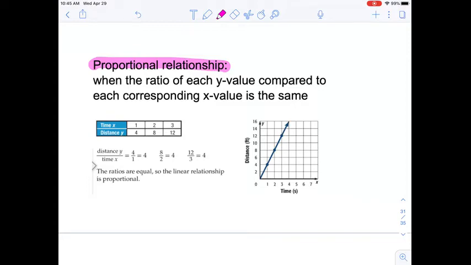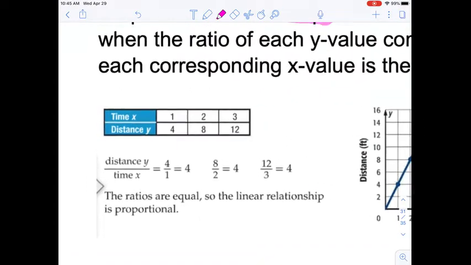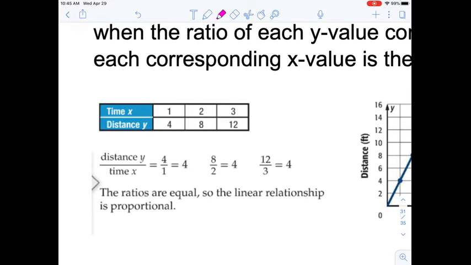Proportional relationships are when the ratio of each y value compared to the x value is the same. So given a table where time is x and distance is y, we're going to take y over x and find the ratio. So y over x, 4 over 1, which is 4. Then 8 over 2, which is 4. And then 12 over 3, which is 4. Since all of these ratios are equal, we know that it's proportional.